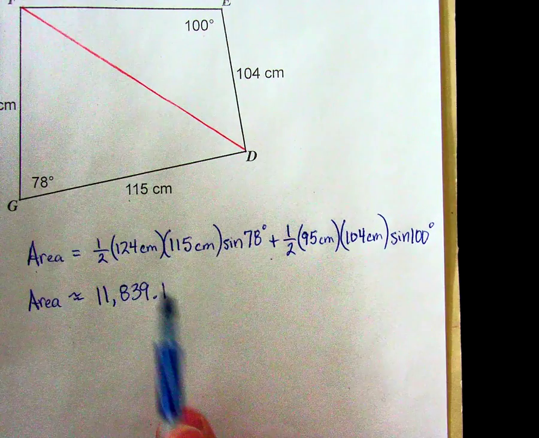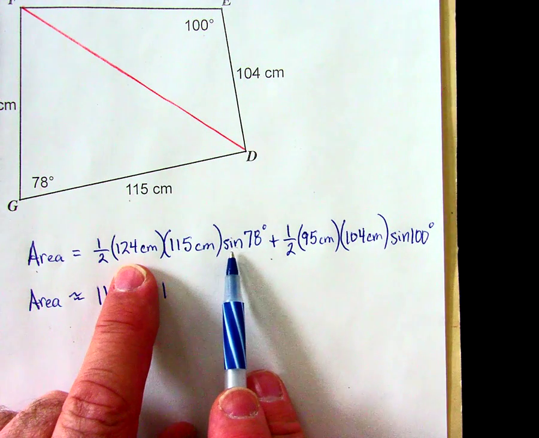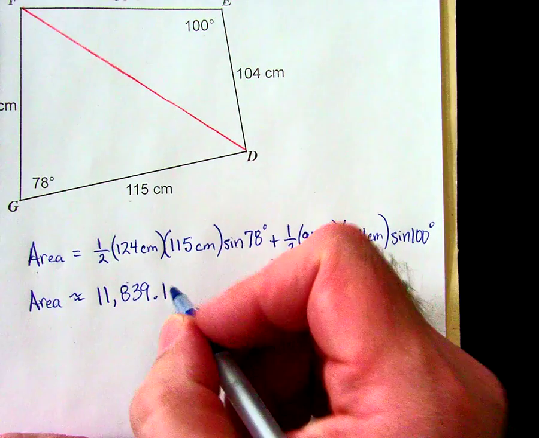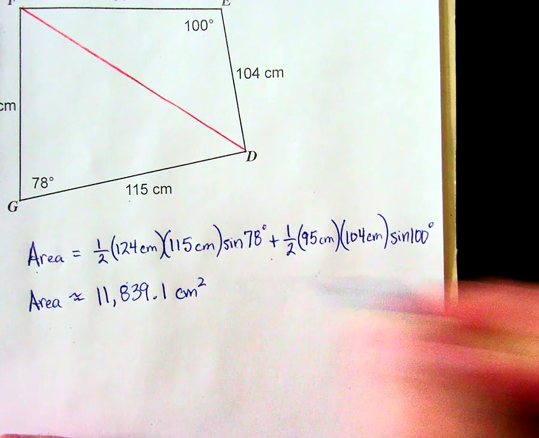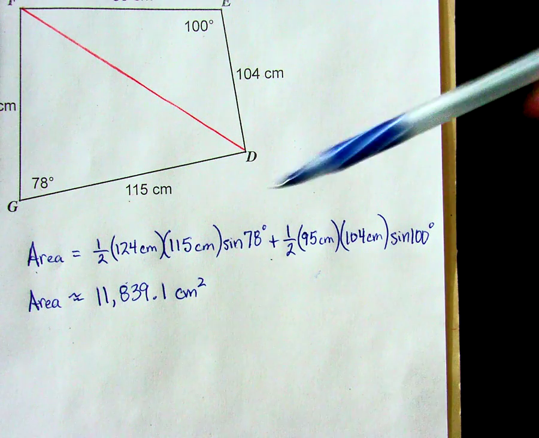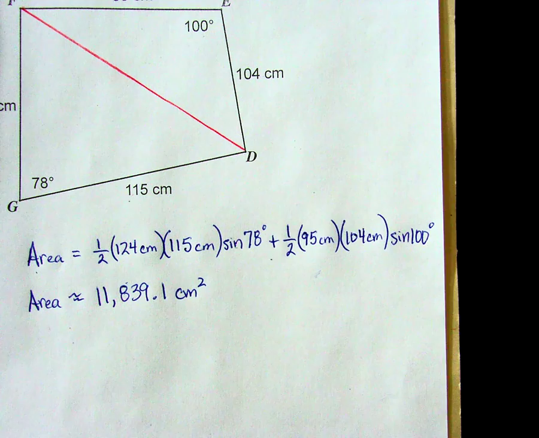And centimeters times centimeters, I'd have square centimeters for this part, square centimeters for this part. So when I add square centimeters to square centimeters, I still have square centimeters. Now, is that even a reasonable answer?